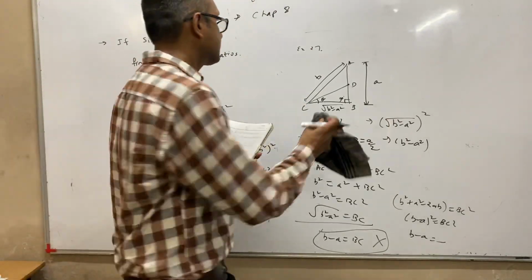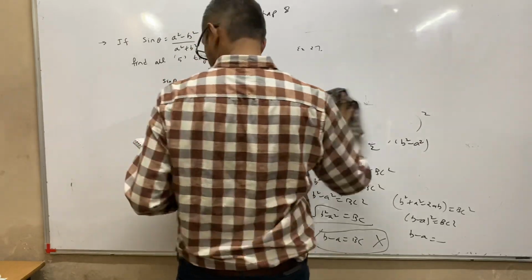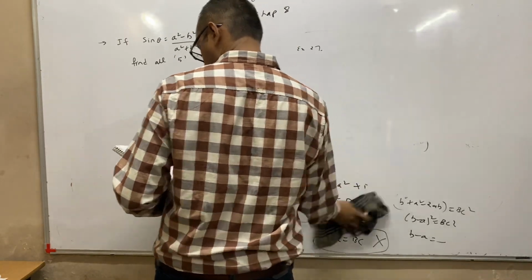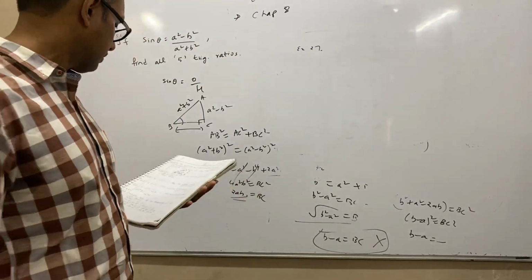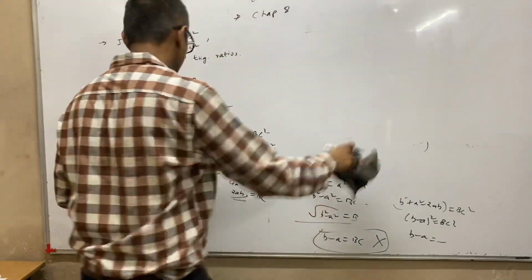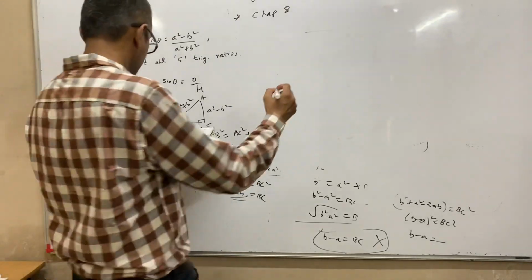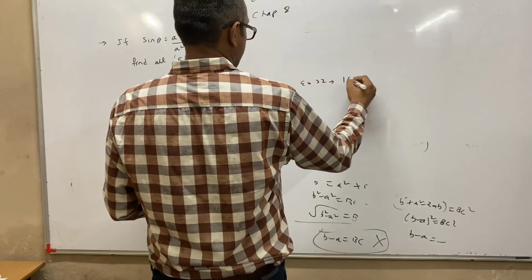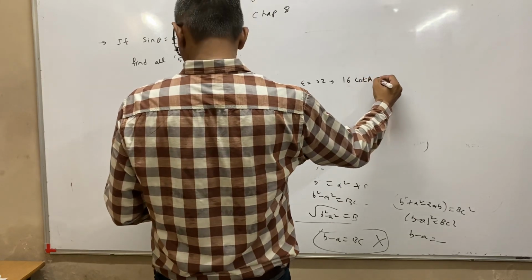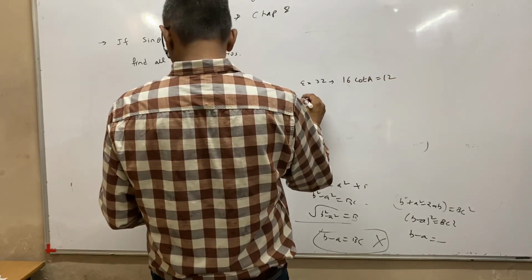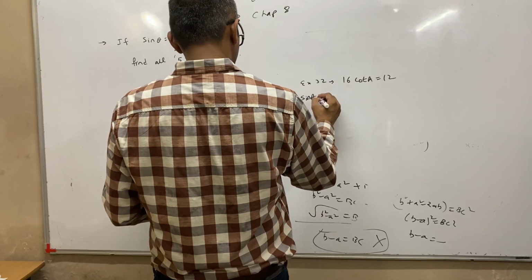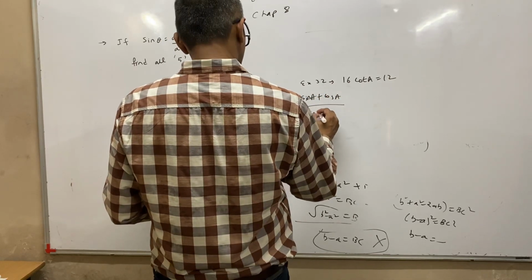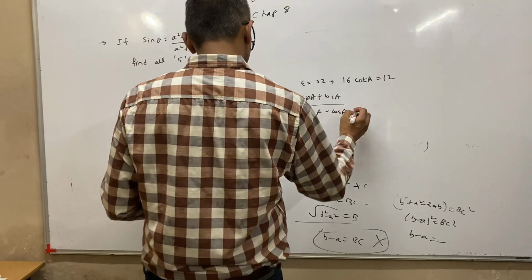Now the last sums which I am discussing are example 32 and example 33. These two are the last sums, so you can do that. Example 32: 16 cot A is equal to 12, and find the value of sin A plus cos A upon sin A minus cos A.